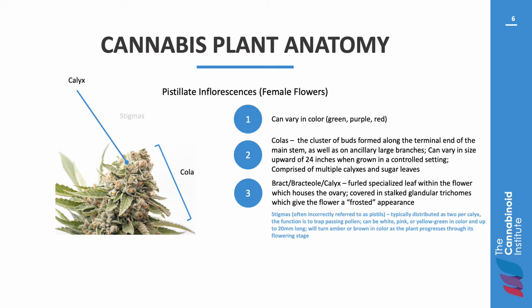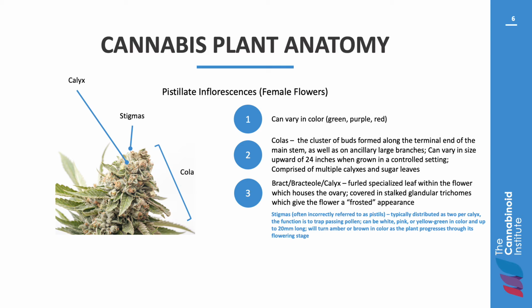The function of the stigma is to trap passing pollen to fertilize the plants. They can be white, pink, or yellow-green in color and up to 20 millimeters long. The stigmas will turn amber or brown in color as the plant processes through its flowering stage.